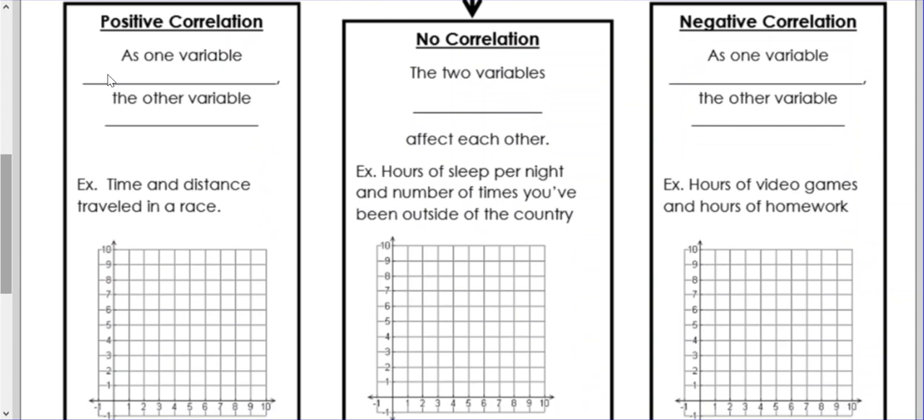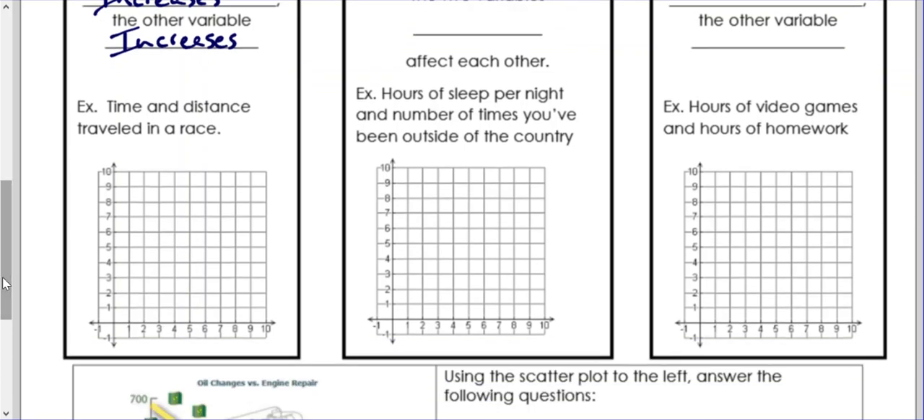So a positive correlation means that one variable increases, and so does the other one. As one variable increases, the other also increases. So if we're talking about a race, your time and your distance should both increase. Let's say we have our x-axis as time, our y as distance. As time passes in the race, you're going further. As your time increases here, your distance also increases. That has a positive correlation. They're generally trending up. It has a positive slope.